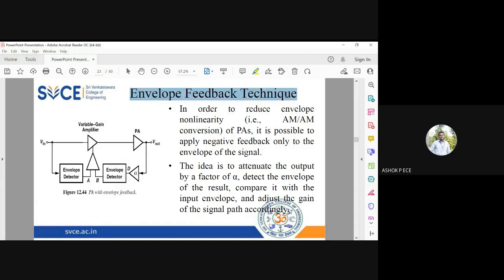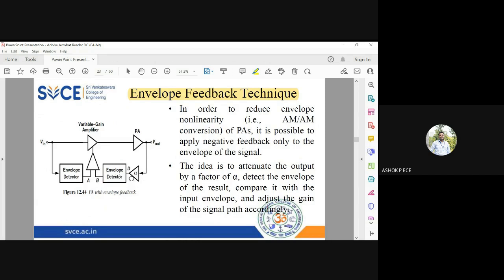Now, envelope feedback technique, the last one. So in envelope feedback, you see it is having both feed forward and feedback loop. Okay, so the idea is to attenuate the output by alpha. So take the output, reduce by alpha.